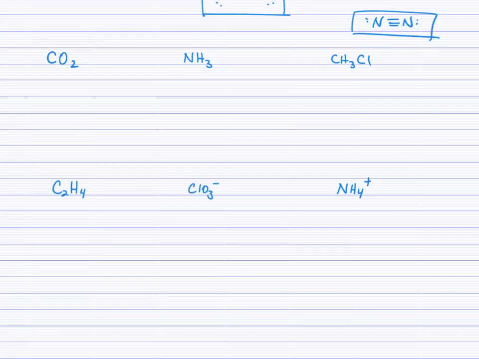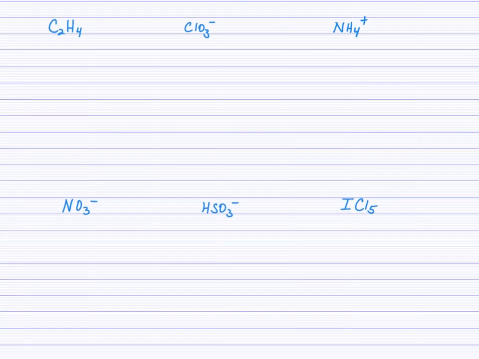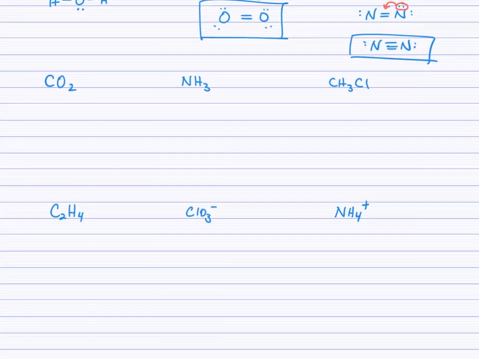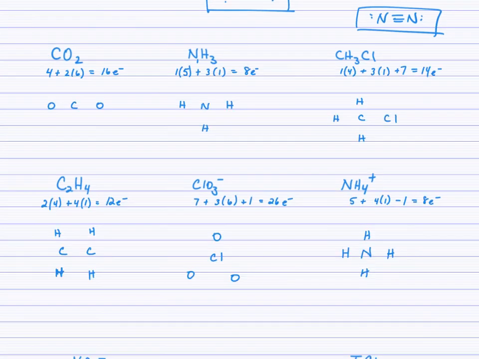Okay, so you'll see these examples. There's 6 that are viewable now: CO2, NH3, CH3Cl, C2H4, the chlorate ion, the ammonium ion, and 3 more at the bottom: nitrate, bisulfate, and then iodine pentachloride, so ICl5. Okay, give those a shot, follow the rules, follow the steps in order, and then you can check back for the answers.